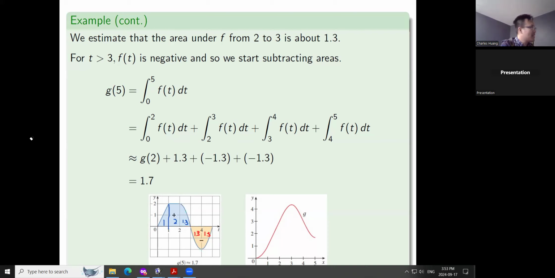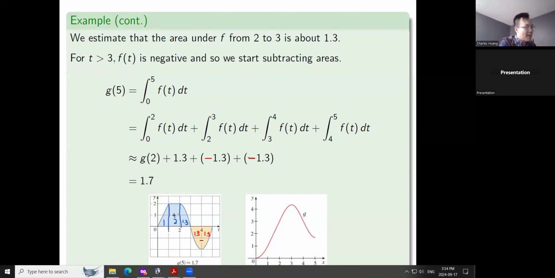Now, when I'm trying to find g of 5, which is the area from 0 to 5, we want to remind you that we do 1 plus 2 plus 1.3, but then the other two pieces are going to be negative, because the height over here is a negative value, right? The height of my rectangle. If I'm trying to draw a rectangle like this, the height would be -2. So it's a negative height, so that's why the area here is negative. That's something we did last week, and I want to remind you. So when we calculate everything together, we get 1.7.